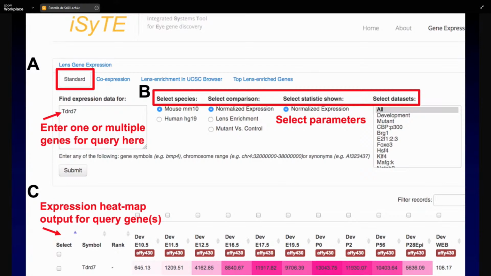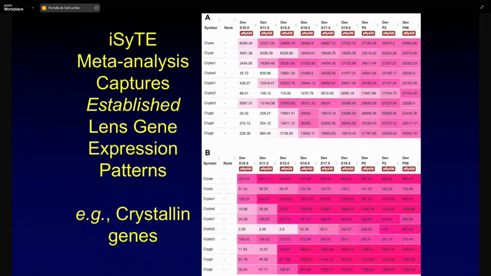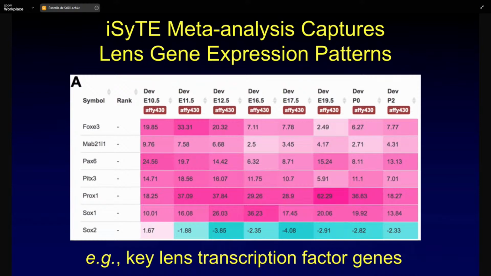You can query your gene, put it here. You can select some parameters of which development or other aspects you want to look at, and out pops this data where this particular gene, for example, TDRD7, is expressed from 10.5 onwards, but you can see it gets enriched as the lens develops through developmental time. And of course, all the key genes, for example, these are crystallin genes. We know most of these are mutated in human patients with cataract, and they can be easily visualized as well as examined by this tool.